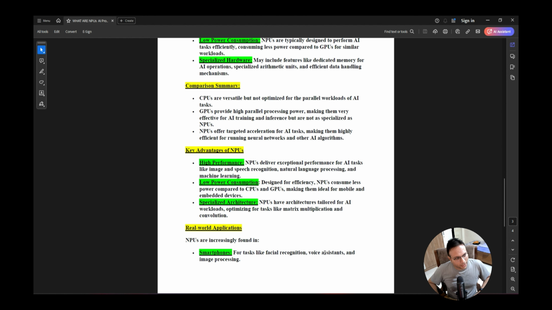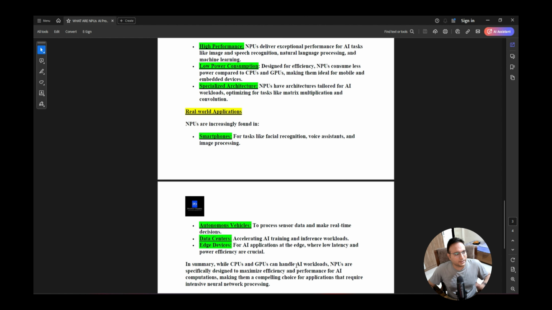And the last one, specialized architecture: NPUs have an architecture tailored for AI workloads, optimized for tasks like matrix manipulation and convolutions. So basically it is designed for those complex tasks, and that's why you can use the NPU instead of the GPU.